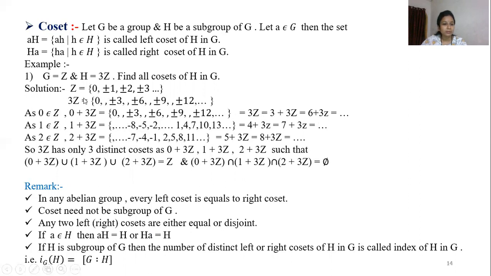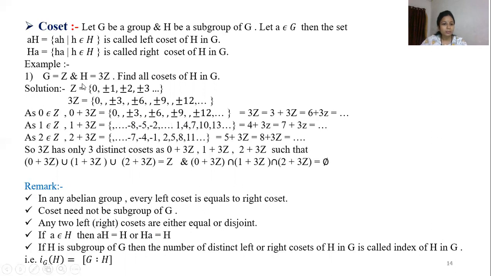Next, as 1 belongs to Z, what do we obtain? 1 plus 3Z. Add 1 to each element of 3Z. 0 plus 1 is 1, 3 plus 1 is 4, 6 plus 1 is 7, 9 plus 1 is 10, and so on. And we obtain 1 minus 3, which is minus 2, 1 minus 6, which is minus 5, 1 minus 9, which is minus 8, and so on. These are the negative integers, and these are the positive.